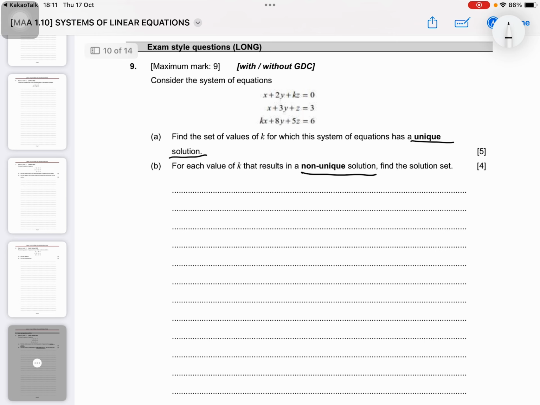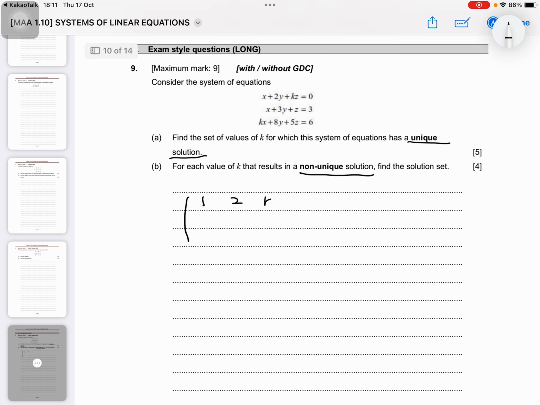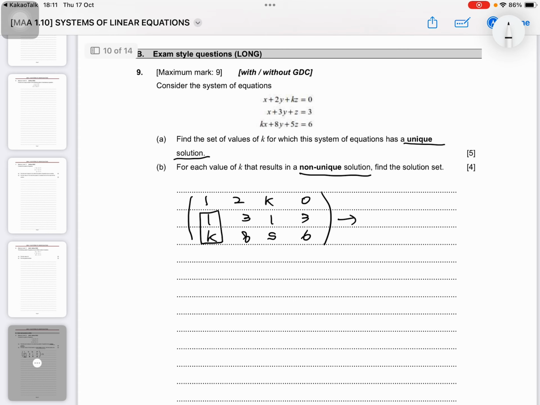So now let's go for it. The rows are 1, 2, k, 0; 1, 3, 1, 3; k, 8, 5, 6. First, we need to eliminate here to make them 0. So I will subtract the first and second lines together, row by row. So 1 minus 1, 2 minus 3, k minus 1, 0 minus 3. And the last one is k.